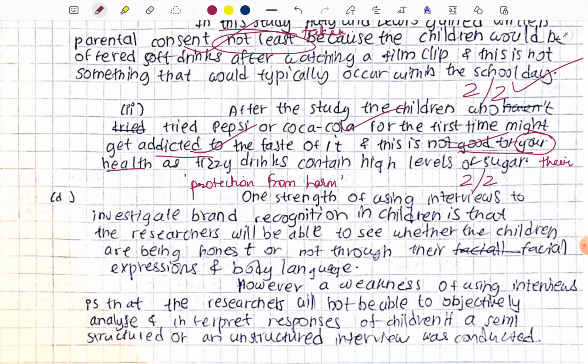How I would recommend writing is first to specify that the ethical guideline which is being violated is protection from harm, and then to give this explanation. But either way, because it's very clear and it's explained very well, that is why it gets full 2 marks.